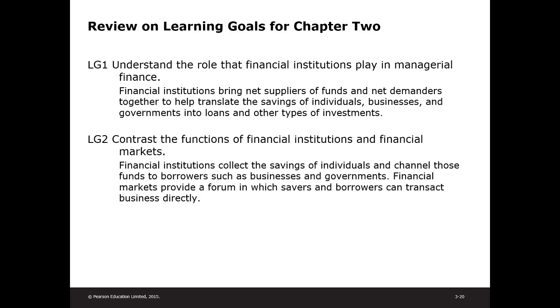The second one is knowing the functions of the financial institutions and the financial markets. As we know, the financial institutions collect the savings of individuals and channel them to the borrowers, such as businesses and governments, which means that the business and government are considered as net demanders of funds, while the individuals are considered as net suppliers of the funds. Then the financial markets provide a forum in which the savers and borrowers can transact business directly.